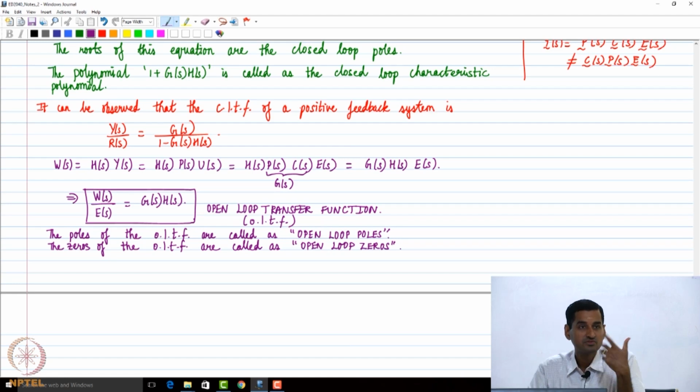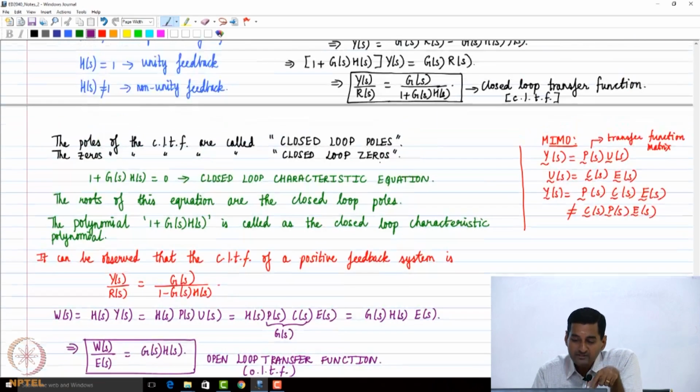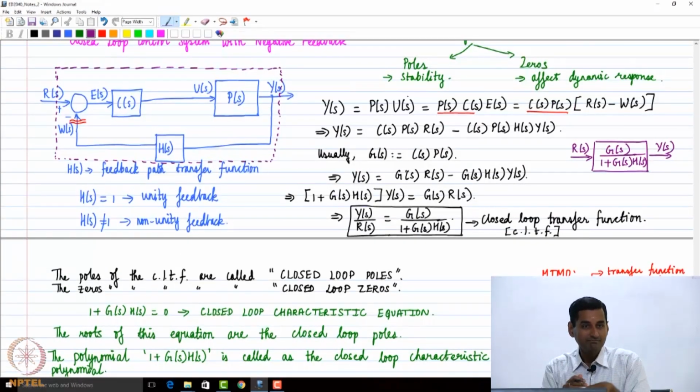If you encounter the adjective open loop, we are talking about G(s) times H(s). I hope it's clear why it's open loop. I'm opening the loop. You may ask me the question, is it something which is physically meaningful? Not necessarily, but you will see that this is going to be used. It is an indicator of what will happen without feedback.